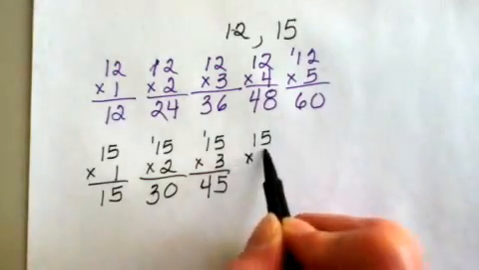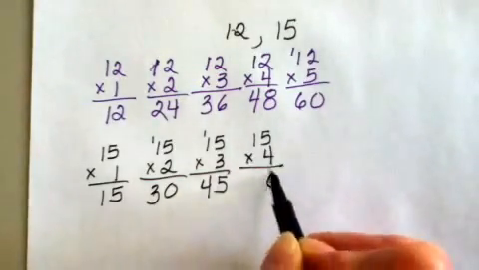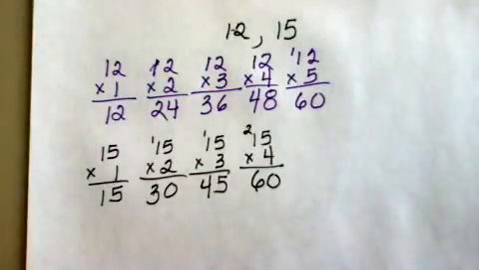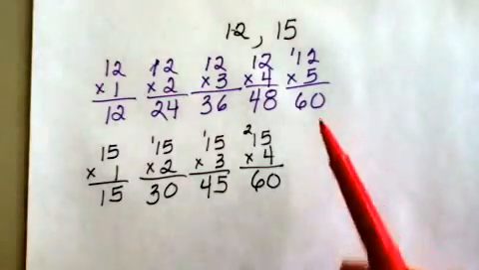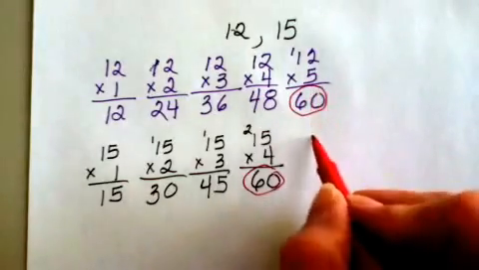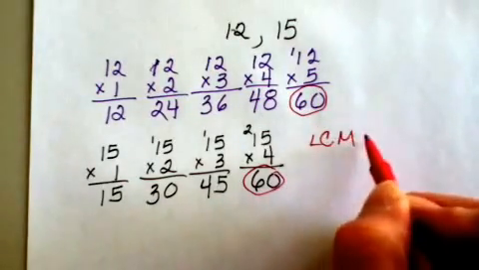15 times 4 is 60. And now I see that they have an answer of 60 in common. So my least common multiple is 60.